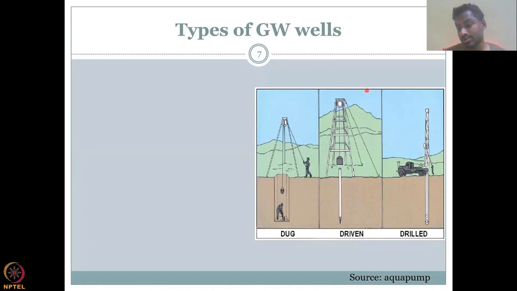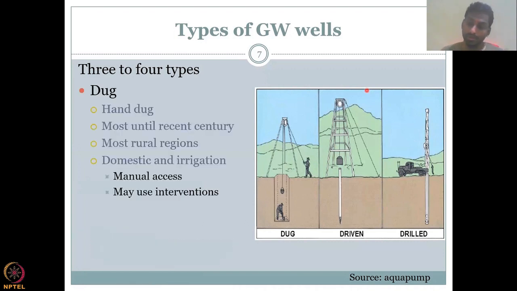And the last is how they are constructed. Based on that, a name is given. So the first one is, as you would know, the dug well. Again, depending on which book you refer and which notes you take, it can be 3 to 4 types. I would just go through the 3 types because that is the most common in India. The first type is the dug wells. You could see people digging into the ground and taking the debris out and making the dug wells. There is a pulley system to help the partner take the rocks and sand out of the well. The dug wells are mostly dug by hand, manual labor.